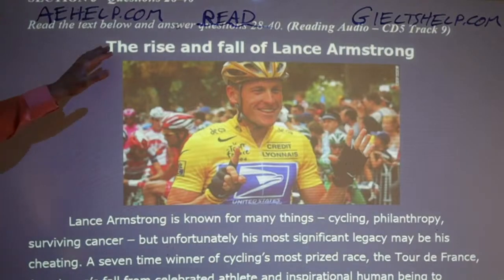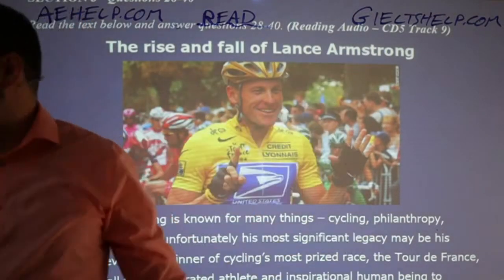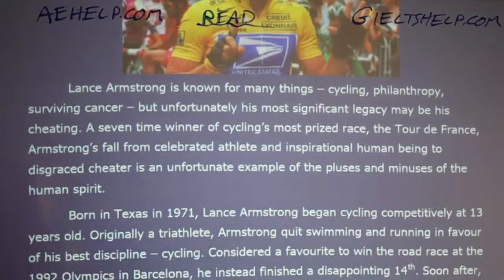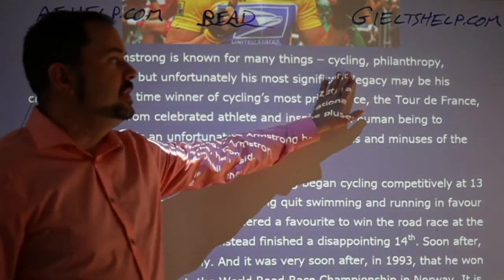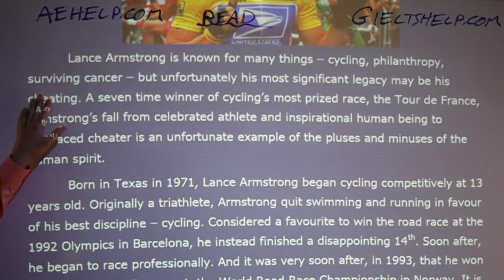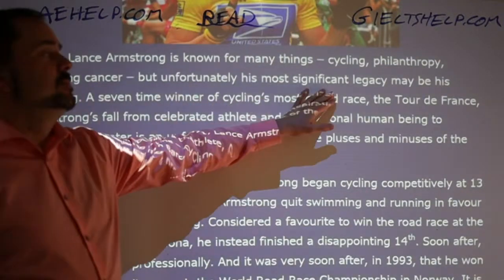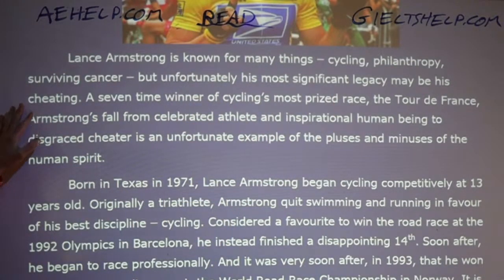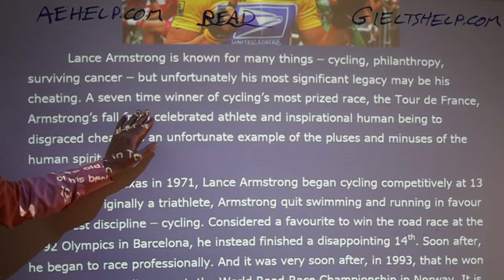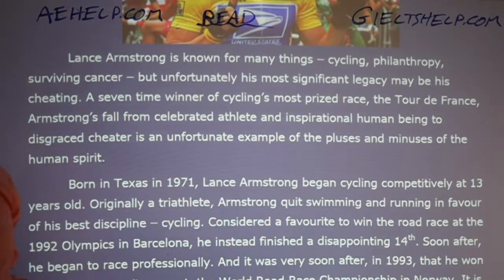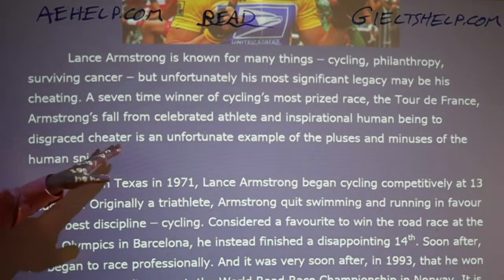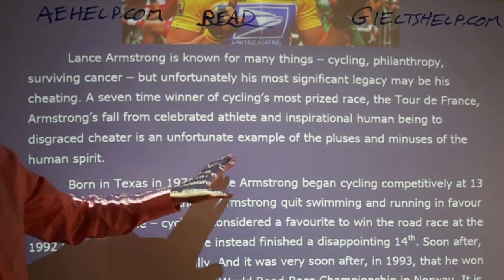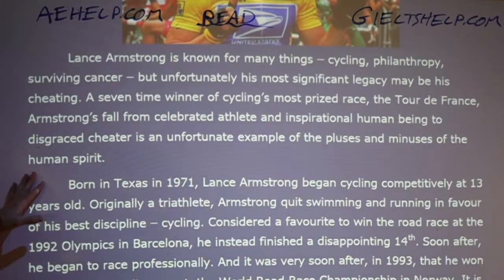Okay. So the rise and fall of Lance Armstrong. Here we go. Lance Armstrong is known for many things: cycling, philanthropy, surviving cancer. But unfortunately, his most significant legacy may be his cheating. A 7-time winner of cycling's most prized race, the Tour de France, Armstrong's fall from celebrated athlete and inspirational human being to disgraced cheater is an unfortunate example of the pluses and minuses of the human spirit.